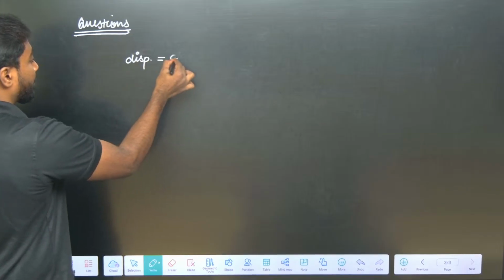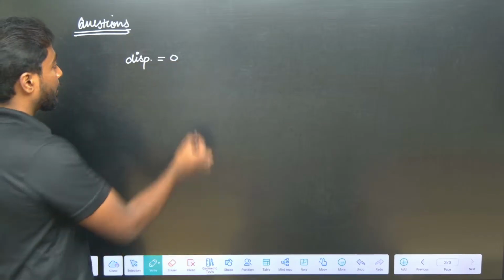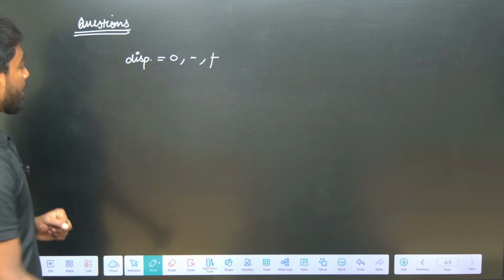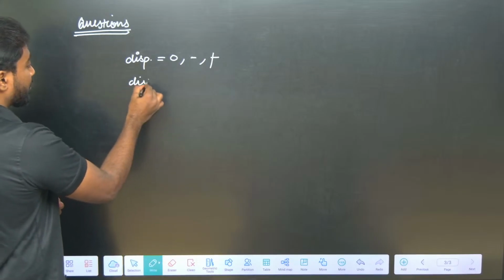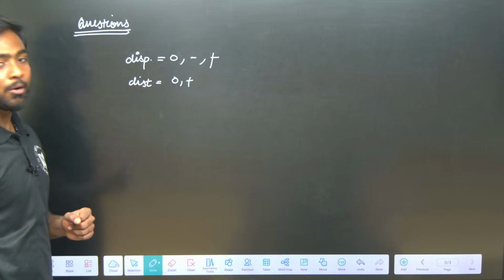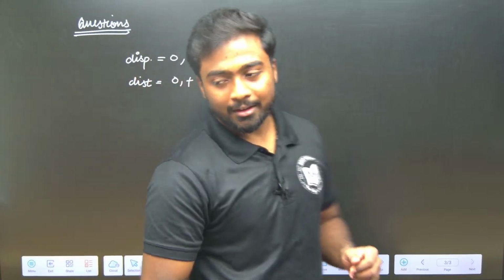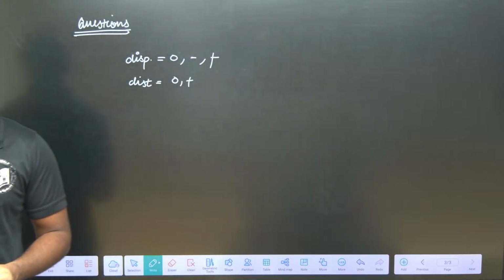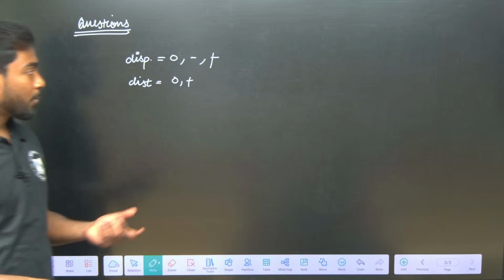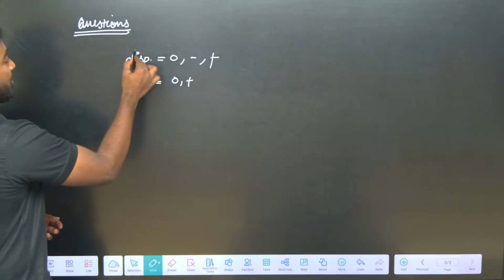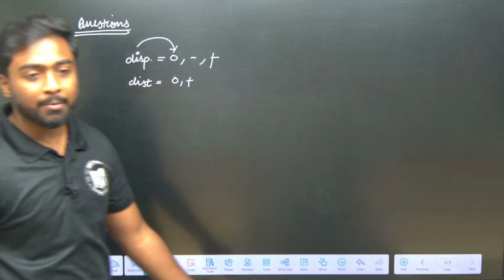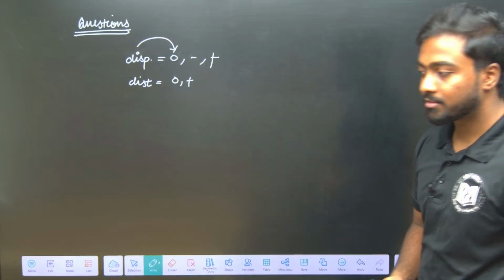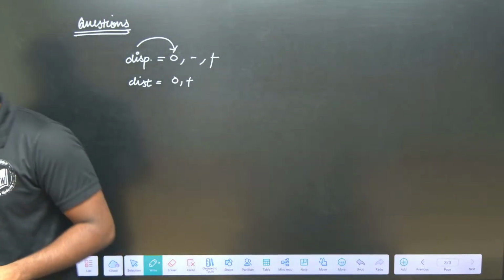So displacement can be 0, can be negative, can be positive, right? Whereas distance will be 0 or positive only, it cannot be negative. So obviously we can say that it may or may not be 0. So if displacement is 0, distance can be or cannot be 0. So either it will be positive, right? That's the answer. So we'll go for the next one.